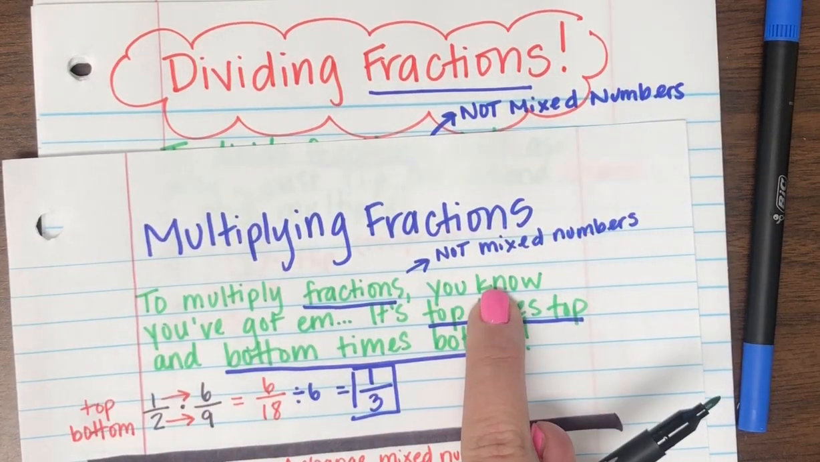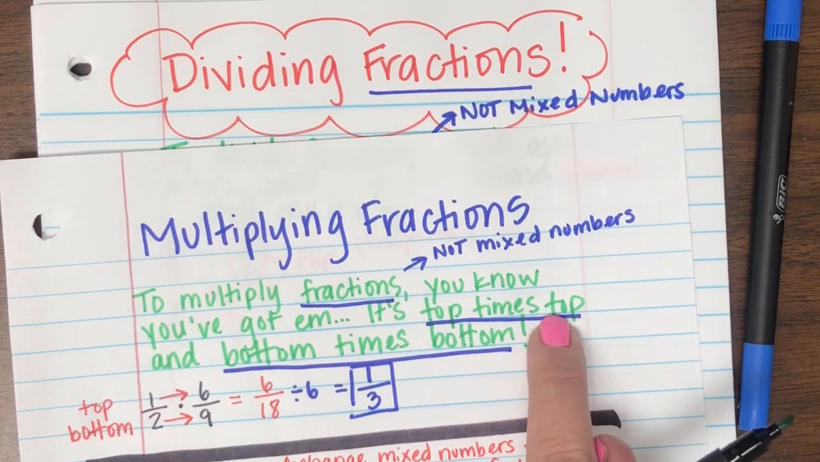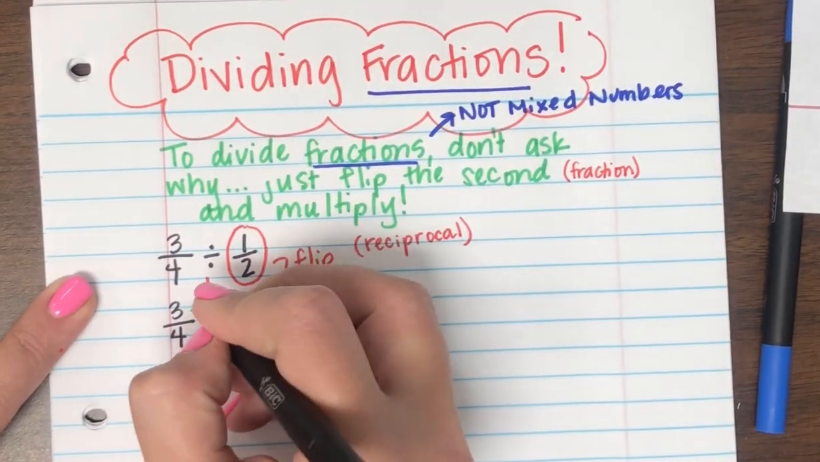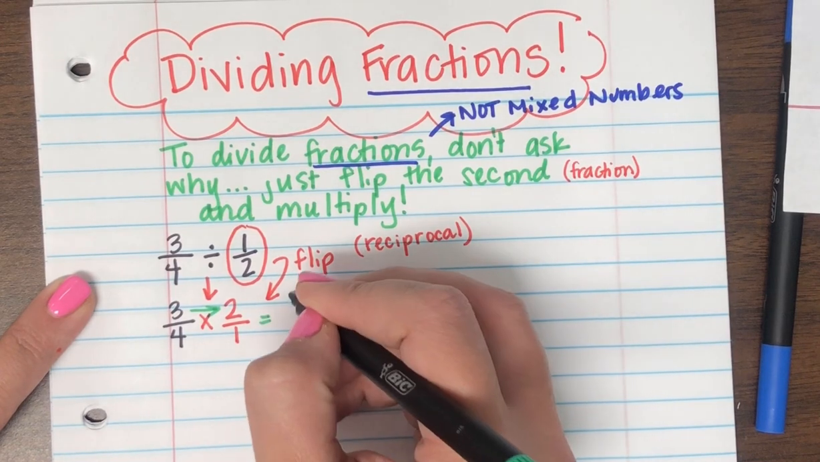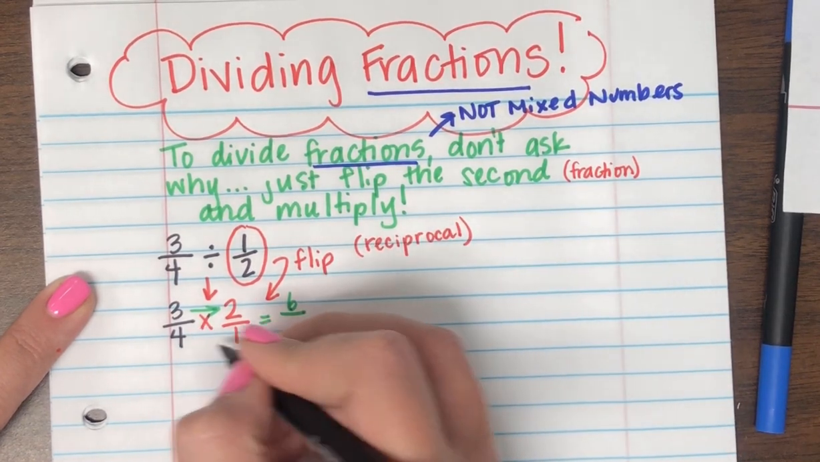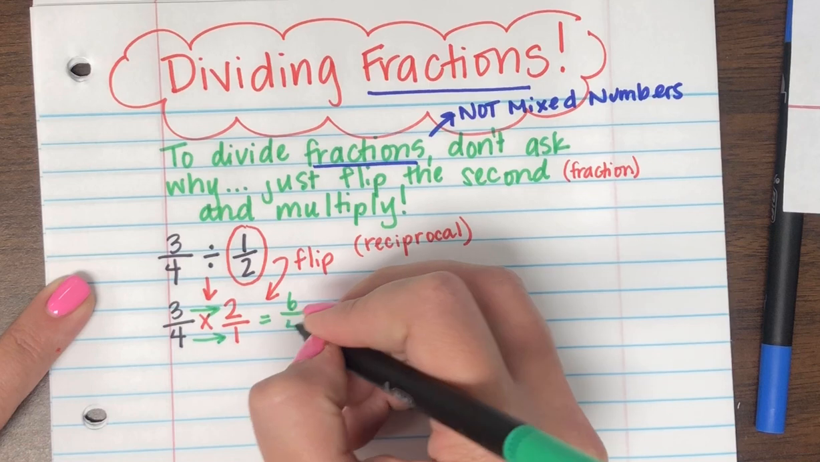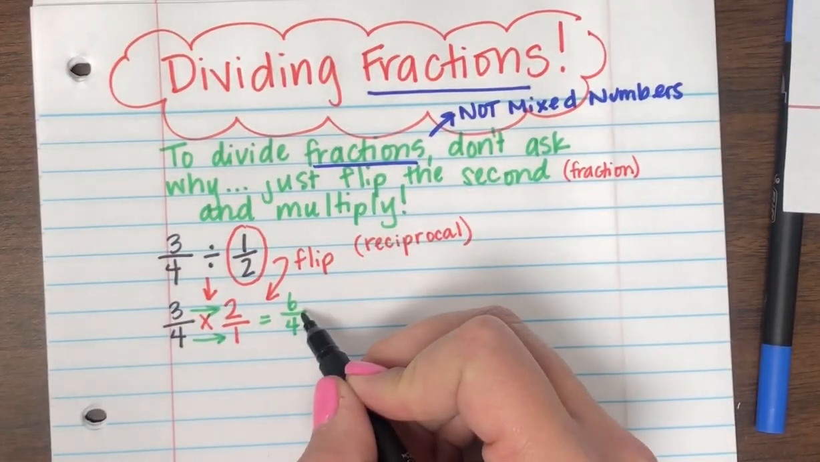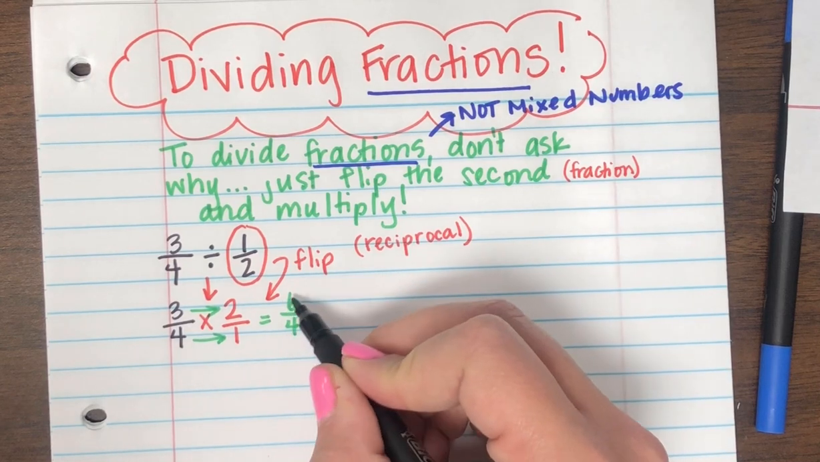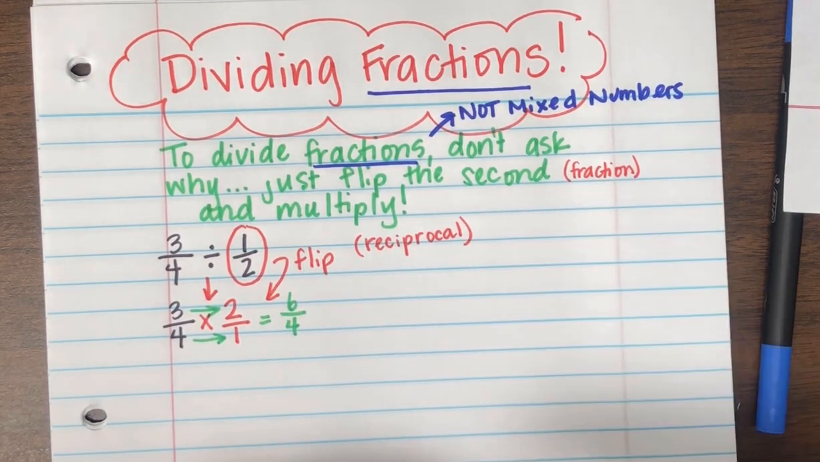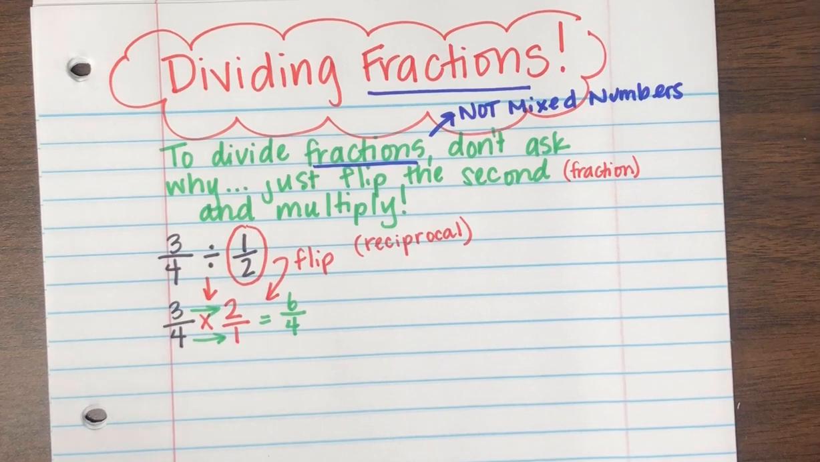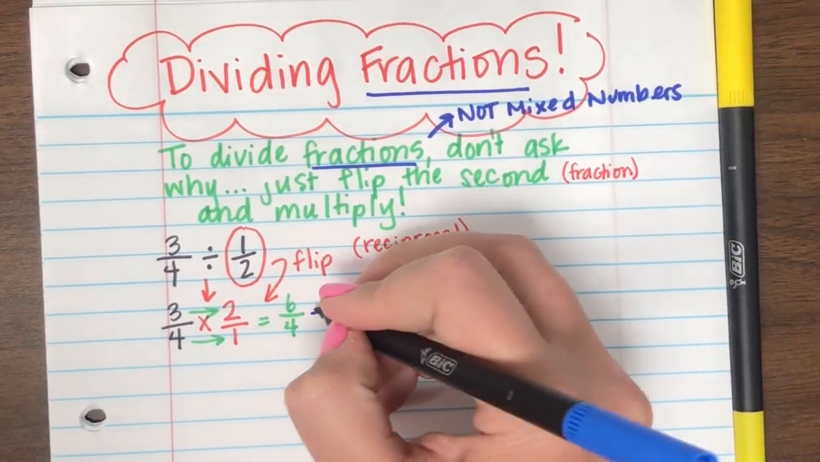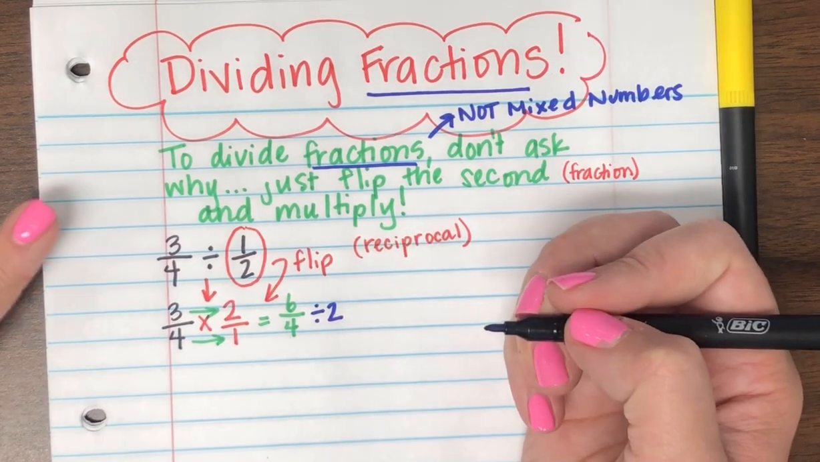To multiply fractions, you know you've got them. It's top times top and bottom times bottom. So top times top, 3 times 2 would be 6. Bottom times bottom, 4 times 1 would be 4. We have 2 different options here. We could go ahead and do top in, bottom out to change this back to a mixed number, or we could go ahead and simplify this. I know that I can divide 6 and 4 both by 2, so I'm gonna go ahead and do that.